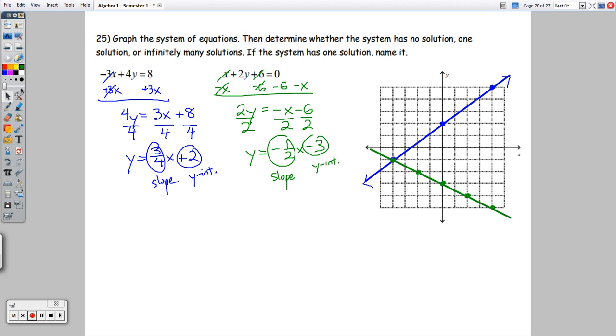We just need to say now that it had one solution, we need to name that solution. That solution is right here. It's that point right here. It has one solution to this system, and the solution looks like negative 4, negative 1.